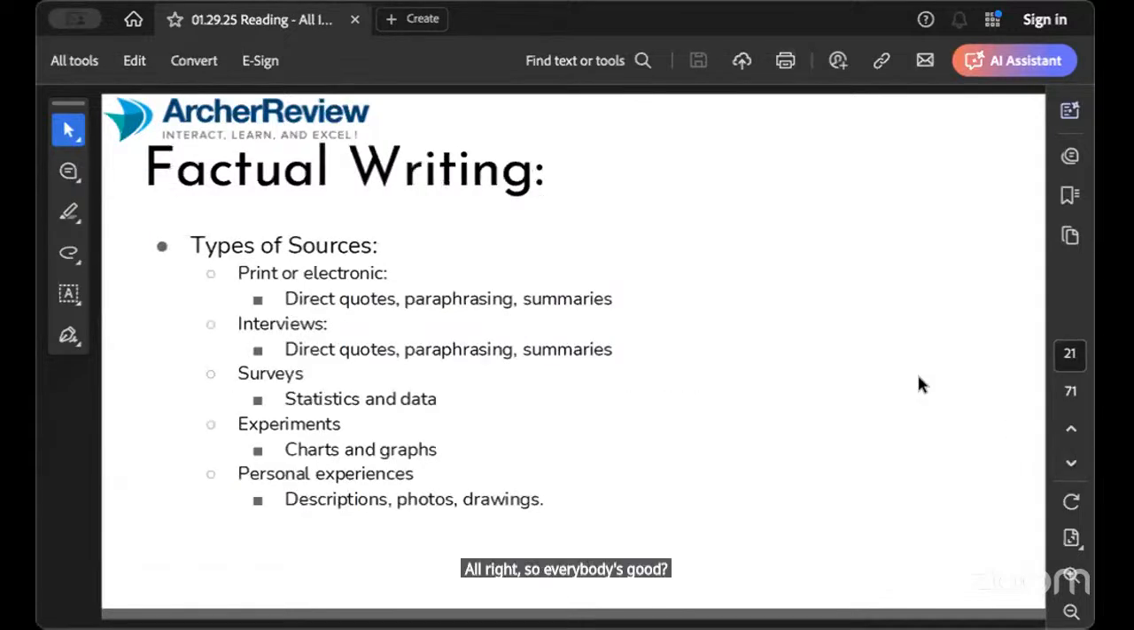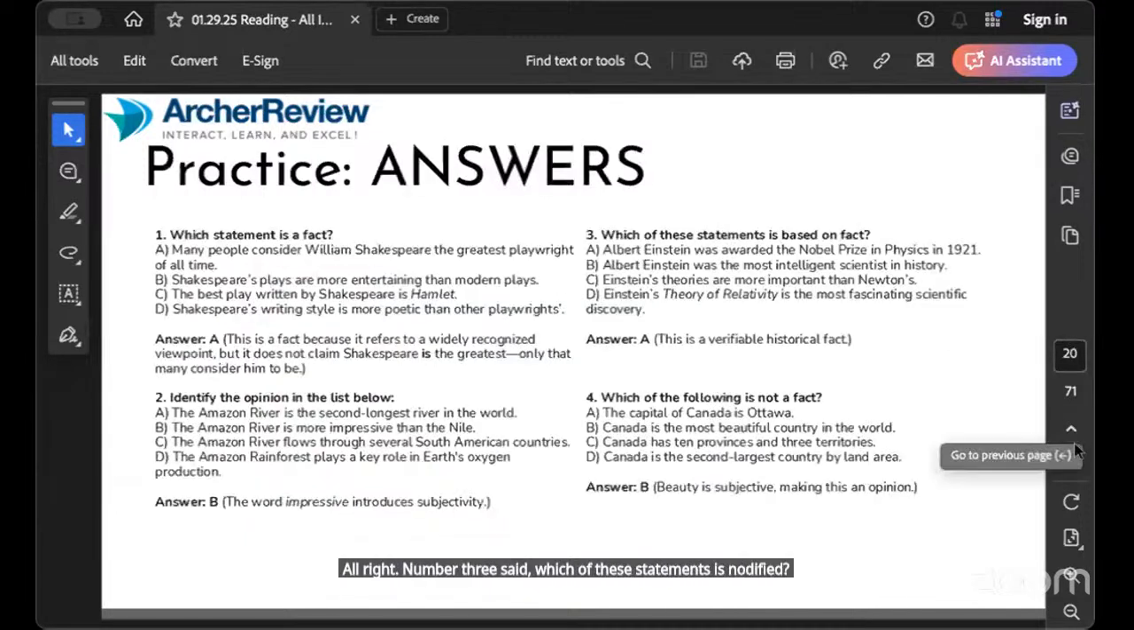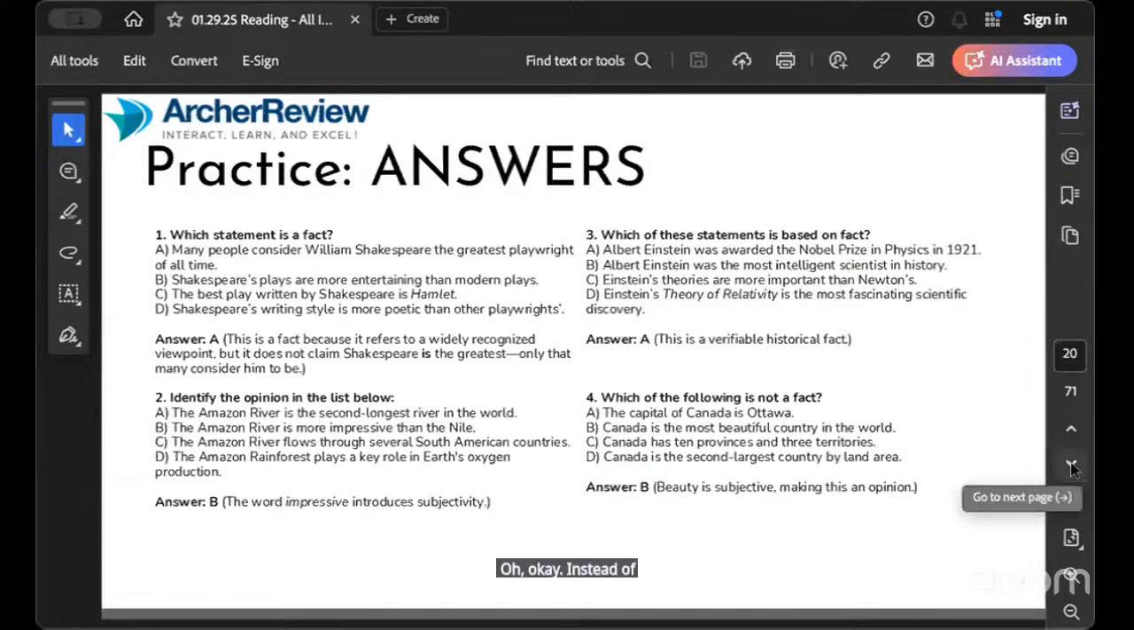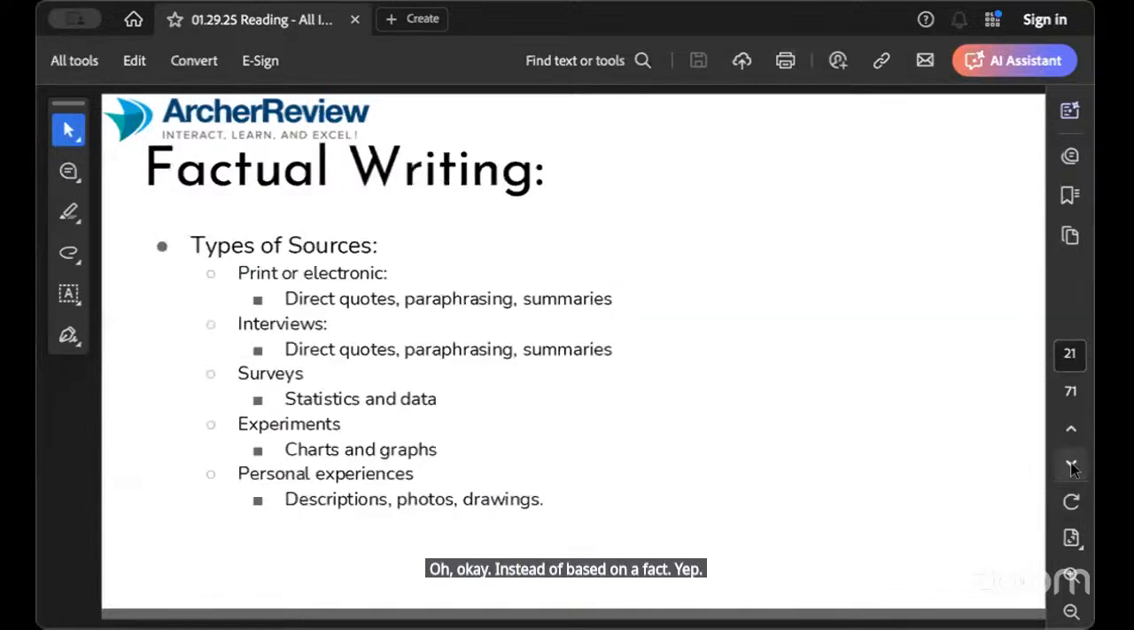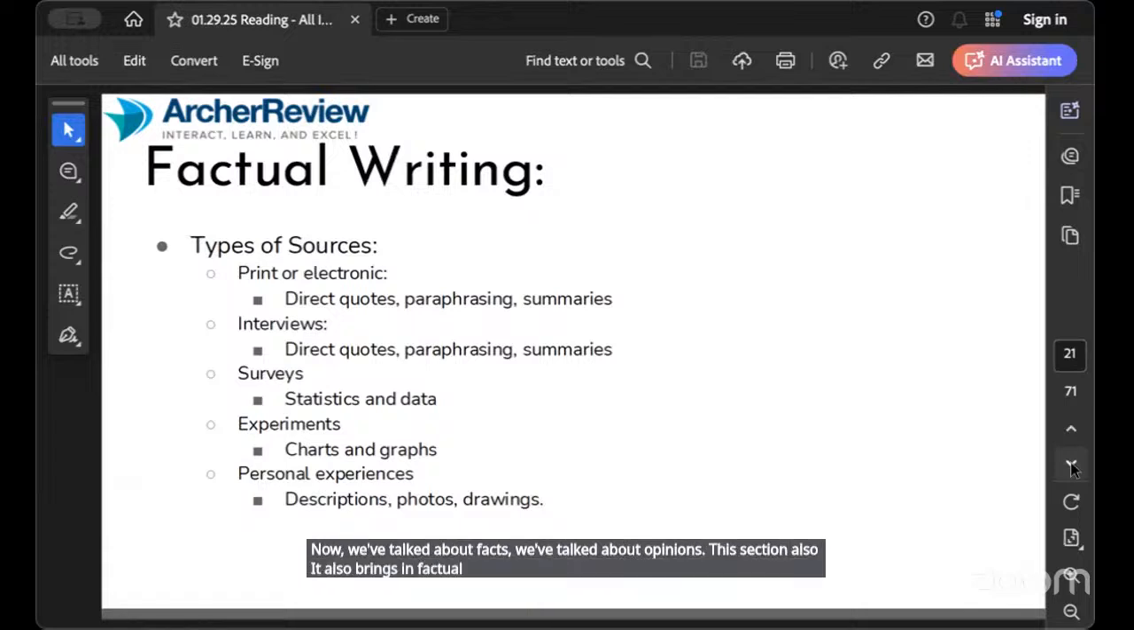All right. Number 3 said, which of these statements is not a fact? Oh, okay, instead of based on a fact. Yep. Yeah, that can get you. Now, we've talked about facts, we've talked about opinions. This section also brings in factual writing. So you need to make sure that you understand the difference and can recognize what factual writing is.